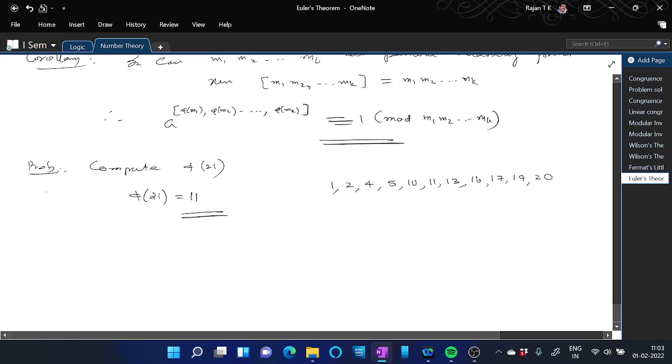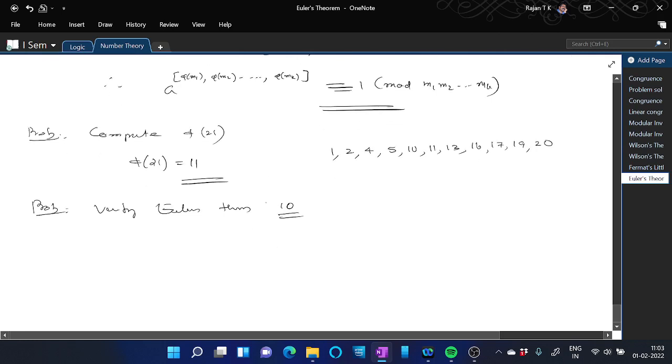Another problem is to verify Euler's theorem for each modulus, for modulus 10, or for m equal to 10.